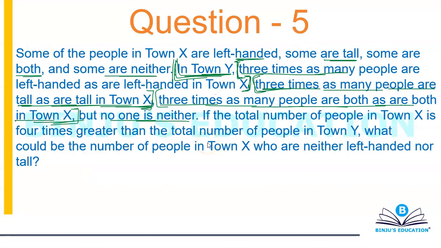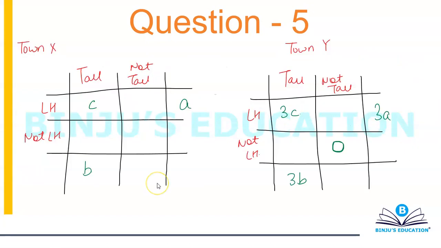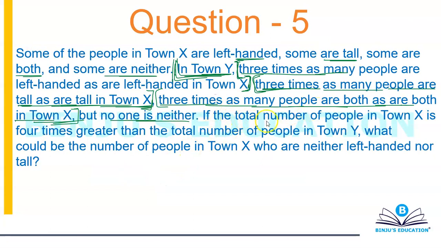And then there is the question. Now let's go back to the drawing board and see what we can do. There's one more piece of information. I think I missed out on that. If the total number of people in town X is 4 times greater. See, this is 4 times greater. It's not 4 times of, it's 4 times greater.